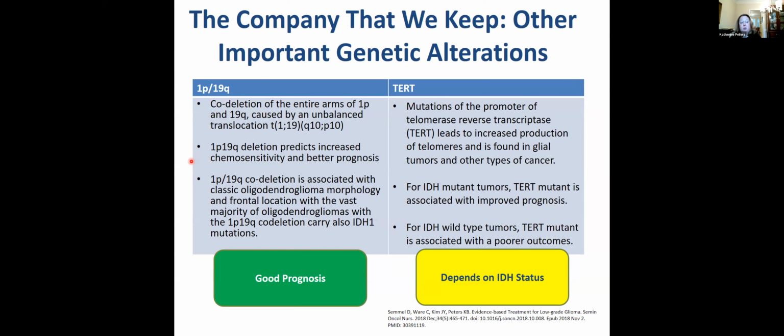Because if you have IDH mutant tumors and you have a TERT mutation, it has a much improved prognosis over just being IDH mutant alone. But if you have IDH wild type tumors and the patient's tumor has a TERT mutation, it's a very poor prognosis. And we actually call that a molecular GBM. And what that means is even if it doesn't look like a GBM underneath the microscope, if it has the molecular characteristics of a GBM, it's going to behave like a glioblastoma.